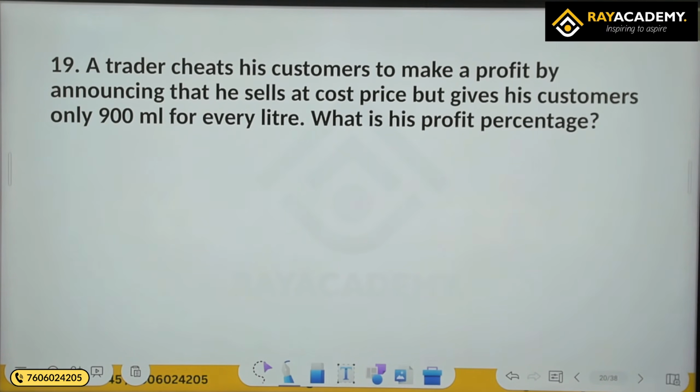Next: a trader cheats his customer to make a profit by announcing that he sells at cost price but gives his customer only 900 milliliter for every liter. What is his profit percentage? The trader is cheating in the quantity, so definitely he is making some profit.